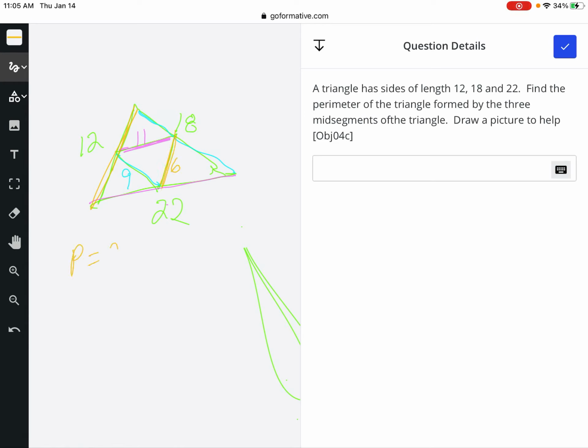And so to find perimeter, I'd add up all the sides. 9 plus 11 plus 6, so the perimeter would have to be 26. And there's no unit, so you can just write 26.